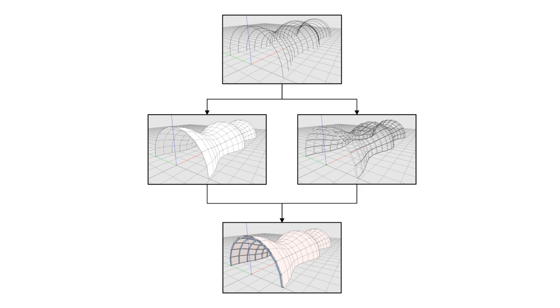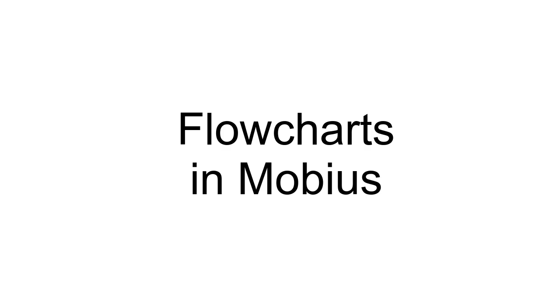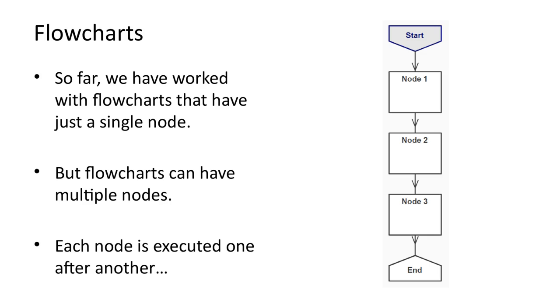In this video, we will look at flowcharts with multiple nodes. So far, we have been mainly working with flowcharts with a start node, an end node, and just one addition node. But flowcharts can have multiple nodes. When a script gets complex, it is good practice to break it down into multiple nodes. Each node will have its own procedure, independent of the other procedures.